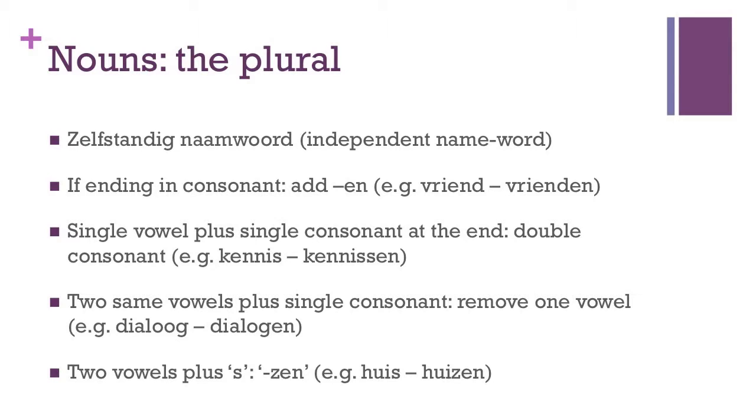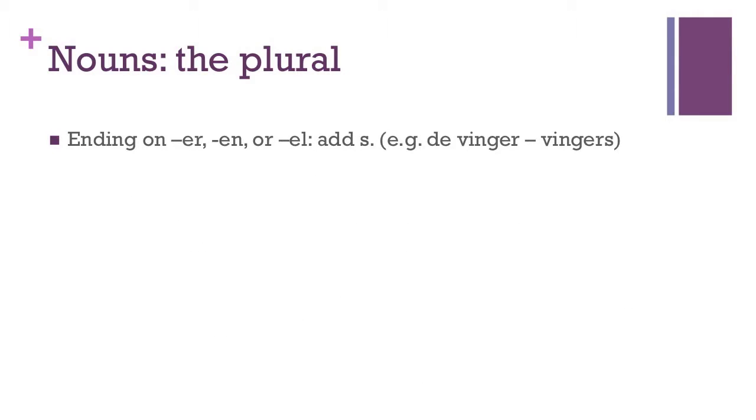One additional rule is that if there's two vowels plus an S in the end, as in huis, the S changes into a Z. So one house, huis, becomes huizen in the plural. A special case are the nouns ending in -er, -en or -el. They get an S at the end. For example, vinger, finger in Dutch, becomes vingers in the plural.